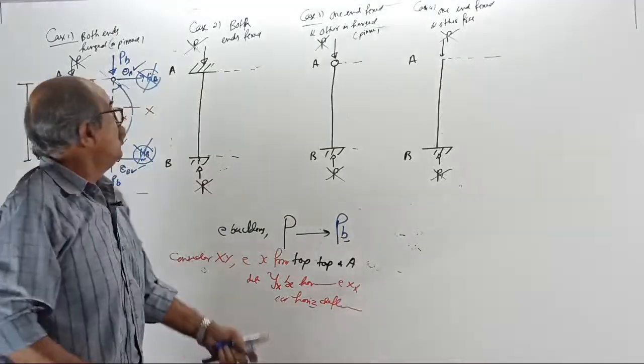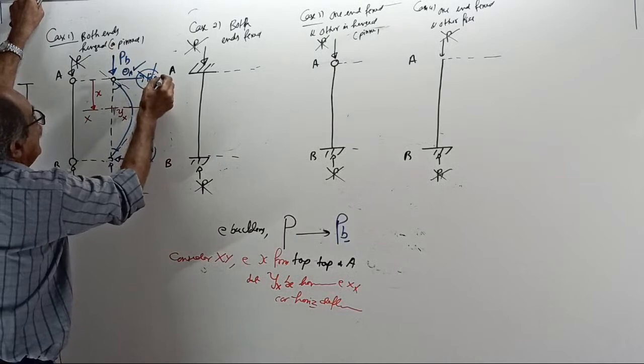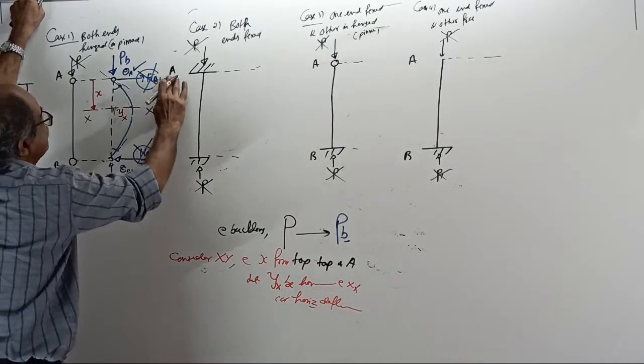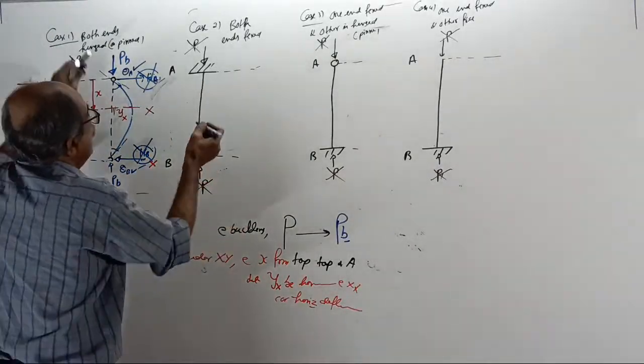So horizontal reaction capacity is there but not there. See, not there. Enough, you cut it, that's enough, not there. Now tell here, both ends fixed, how will it bend?